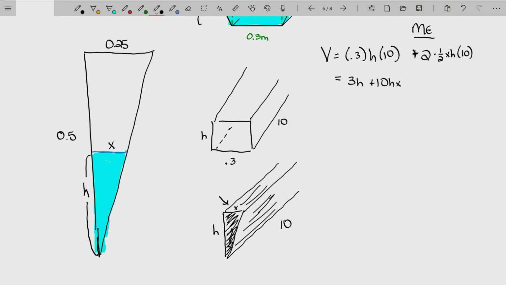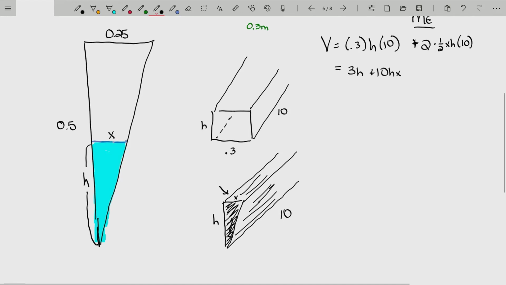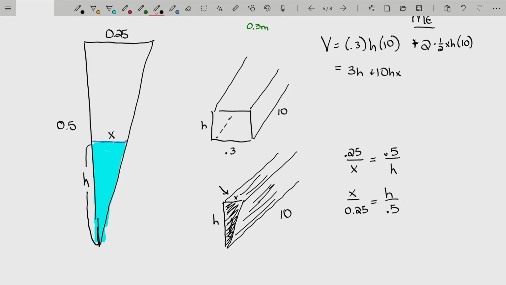Now you can use what are called similar triangles. 0.25 is to x as 0.5 is to h. And then I can solve this for x. So I'll take the reciprocal of both sides and then multiply both sides by 0.25 to find out what x is. x is equal to h times 0.25 over 0.5. That's 1/2. And now we'll go ahead and substitute that in.